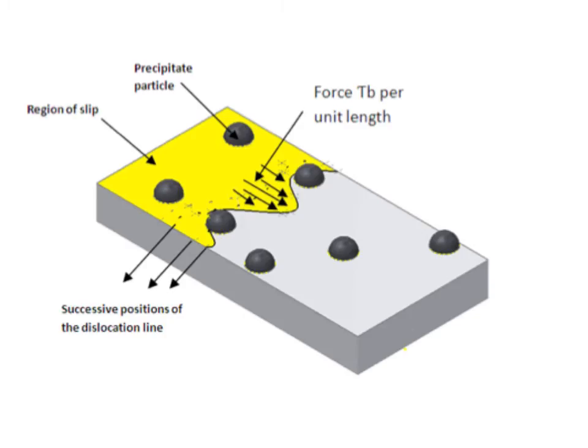Here we have the corresponding situation for the precipitation hardened material. We can see the dislocation line moving here. When it's hindered by the particles, the dislocation line bends out, and it needs more force for the line to move forward here. It means that the material becomes harder and stronger.